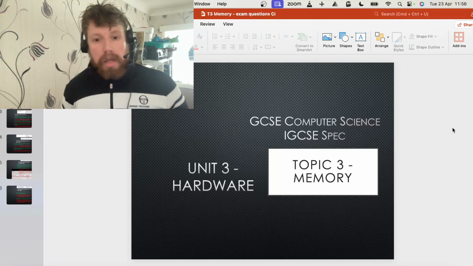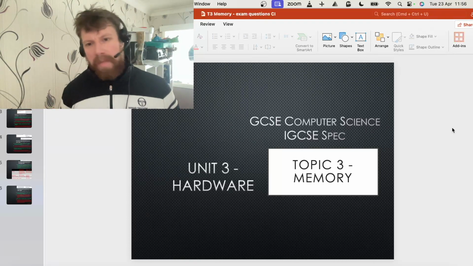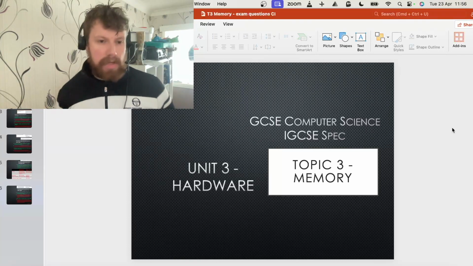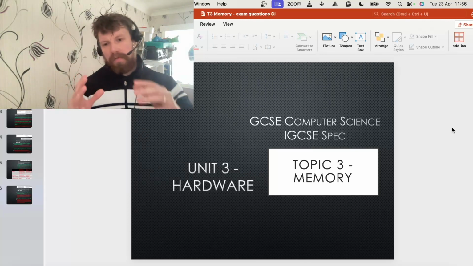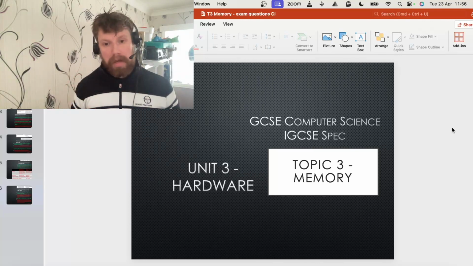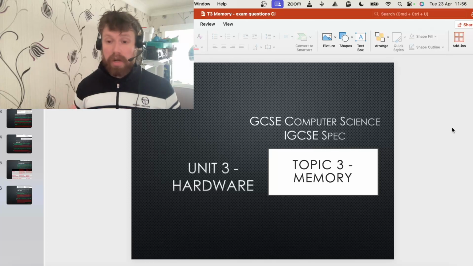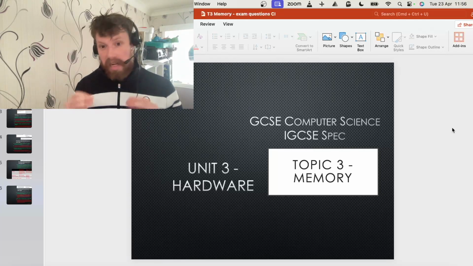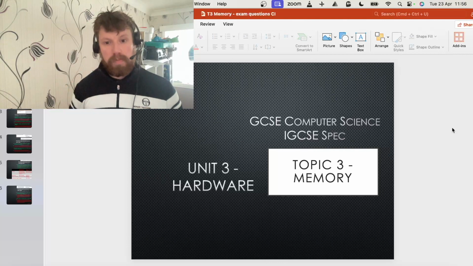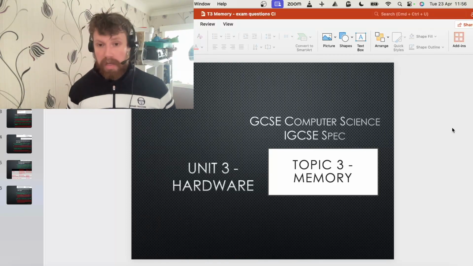Hello everyone. Today's lesson is all going to be on memory. Remember, this series is all to do with trying to give you as little as possible to remember so that it's going to maximize your time for revision and you can do it in as efficient a way as possible. This is going to be for the IGCSE spec, looking at memory today. If you are doing one of the other specs, go and have a look at one of the other videos.